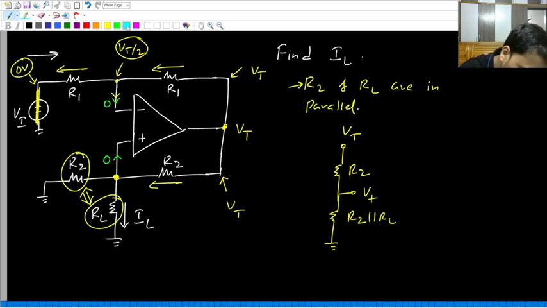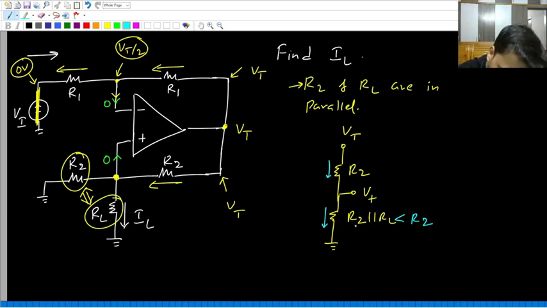Clearly, this and this both are in series. We can apply voltage division. At the top we have R2, at the bottom we have R2 parallel RL. The value of R2 parallel RL will be less than both R2 as well as RL. This is a very simple fact: if any two resistors are in parallel, then the equivalent resistance will be less than both the individual resistances. We do not know the exact value of R2 parallel RL, but for sure it will be less than R2.